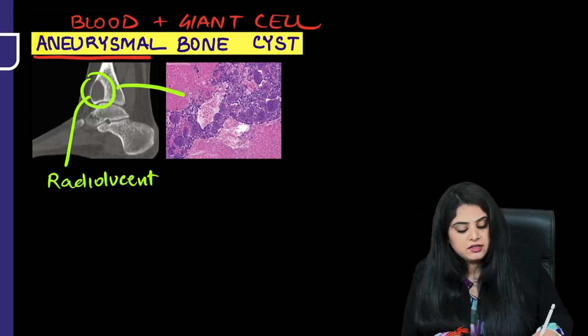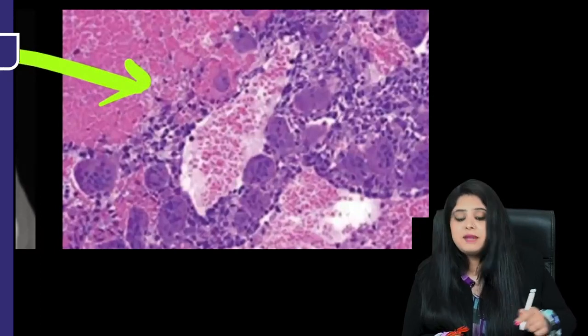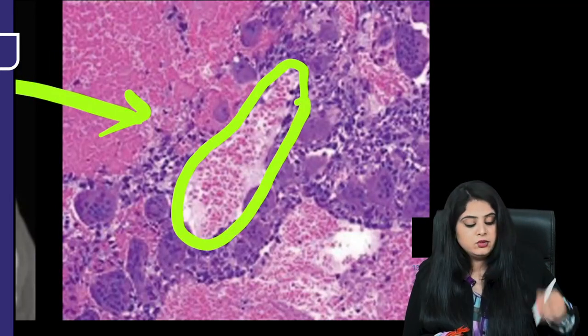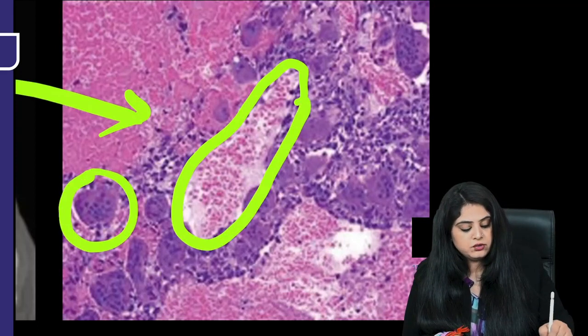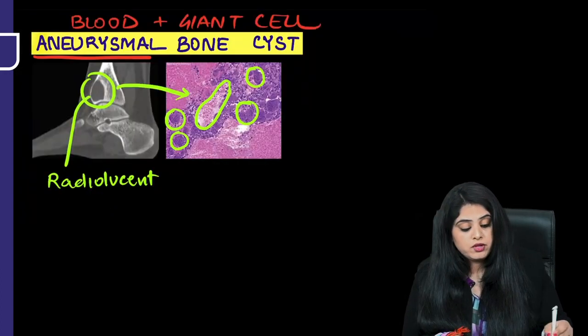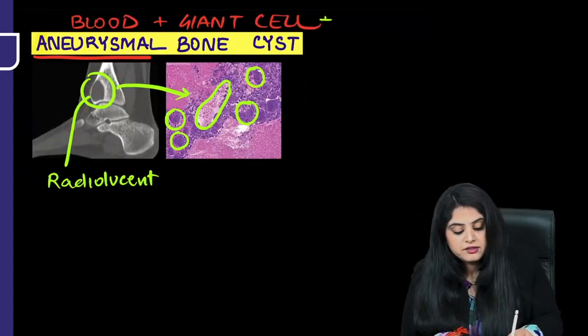And when I look at this under the microscope, of course, ma'am, as you said, I'm seeing lots and lots of blood, all red color blood. And you said along with blood, I will see giant cells. So yes, I can see giant cells also. Very, very nice. So this is so important. This is showing you giant cells. This is showing you blood.